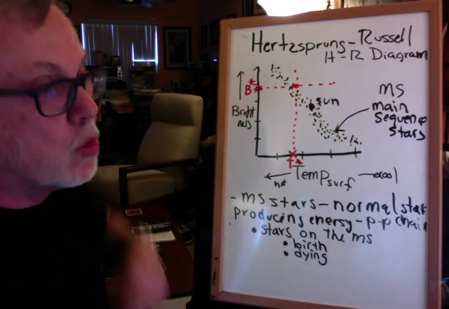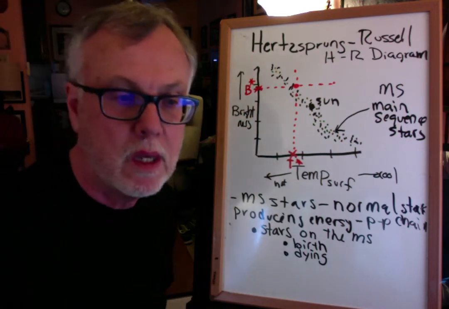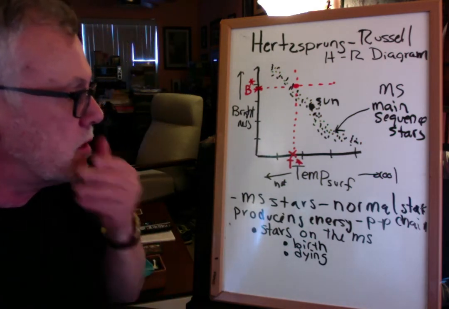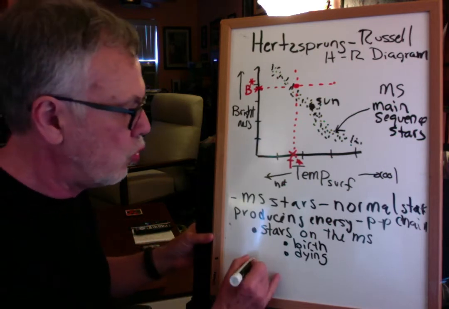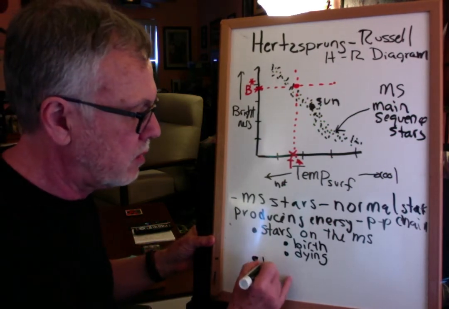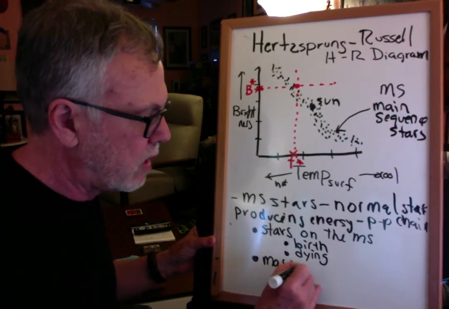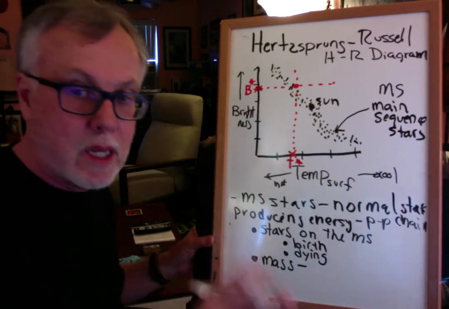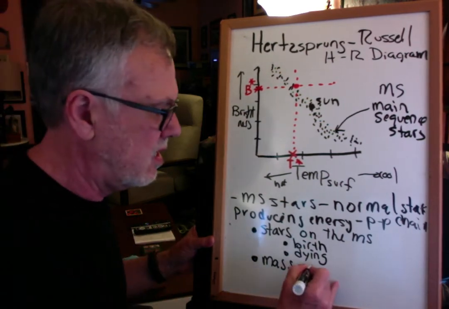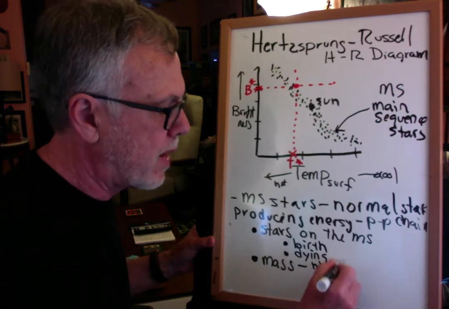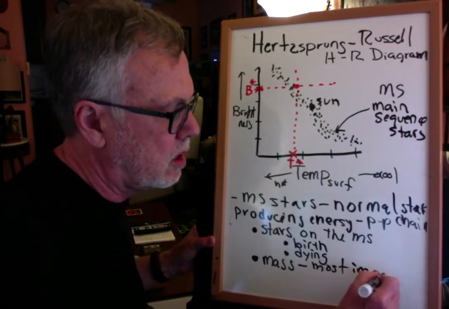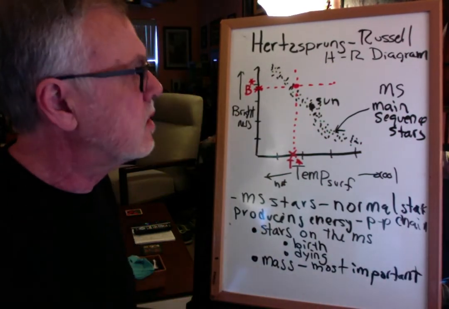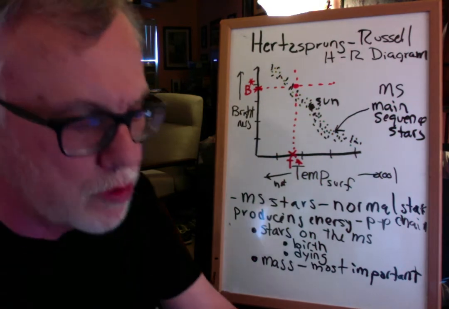But generally, if I ask you, where do stars spend most of their lives? They spend their lives on the main sequence. They're just normal stars. And it turns out where they are on the main sequence depends upon their mass. And it turns out for stars, the most important property of any star is their mass. Most important property. So let's look at this main sequence a little closer.